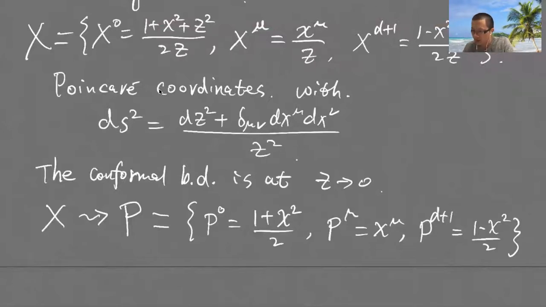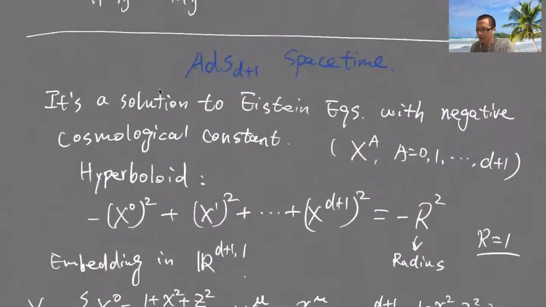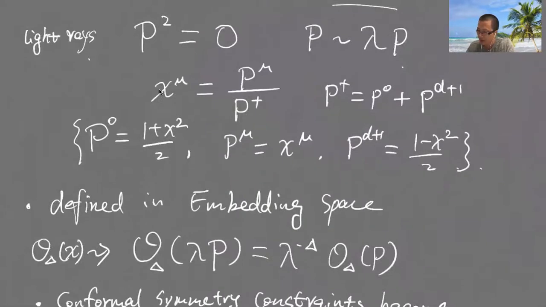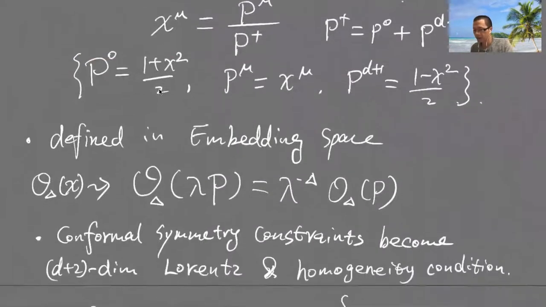But of course, you see this P before. In particular, you can check that P squared equals 0. So at the boundary, the boundary of AdS is precisely the embedding space we introduced previously.